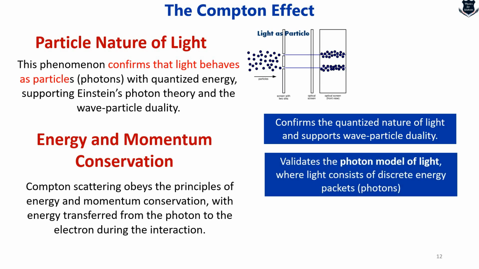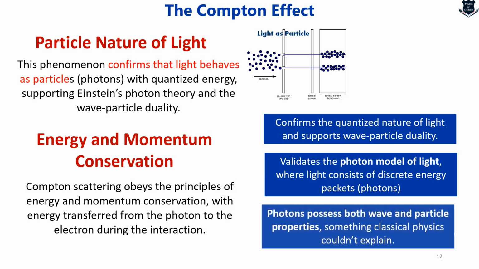Second, it very much validates the photon model of light, where light consists of discrete energy packets. And third, photons possess both wave and particle properties, something which classical physics could not explain. So we come to these three final conclusions explaining what the Compton effect actually is and what the results are.